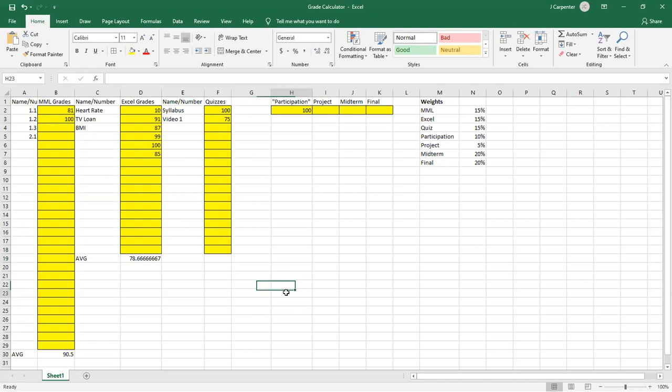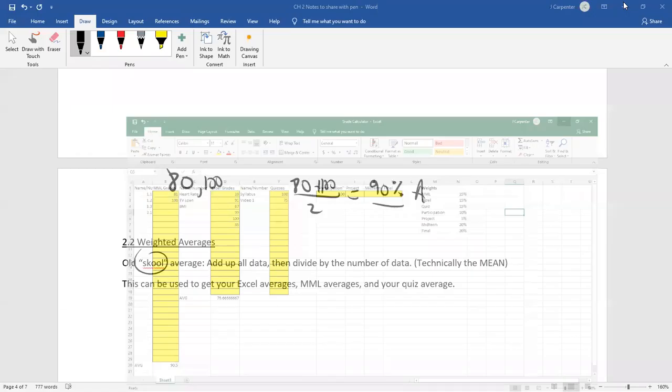And then somewhere else, I'll have to show you the formula another day because we haven't gotten to it yet. I have my weights over here, so I'll be using references on those, and we'll come back to that.